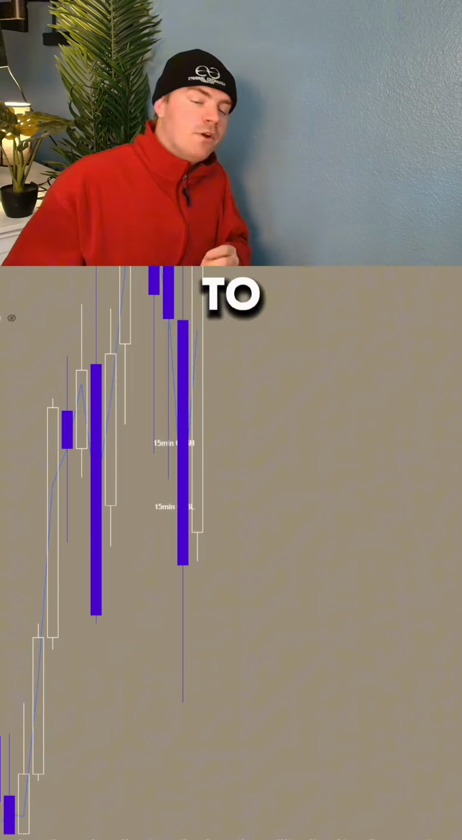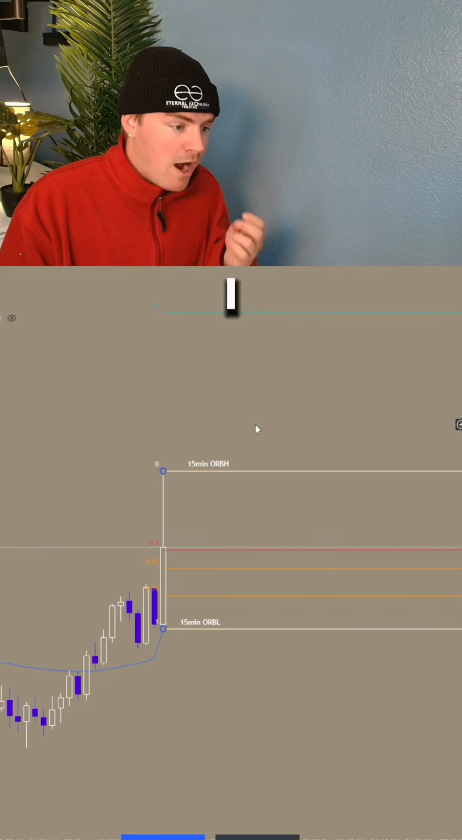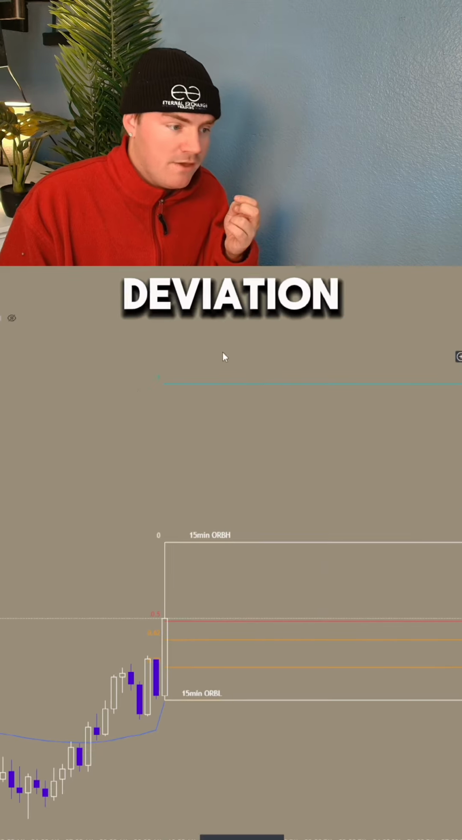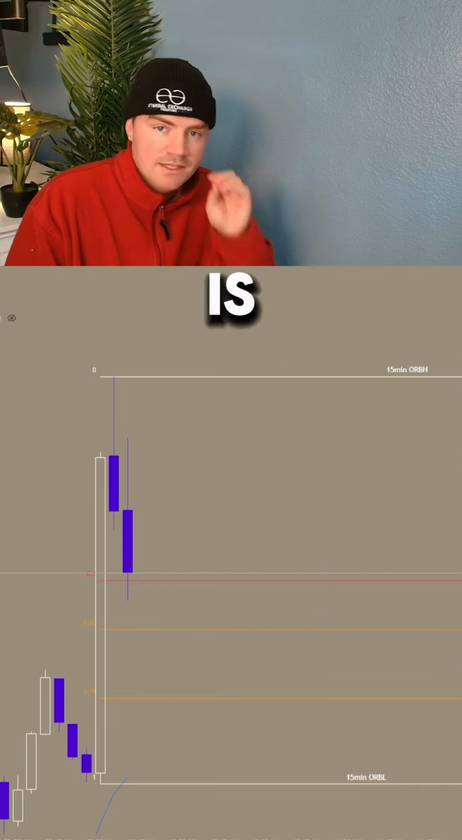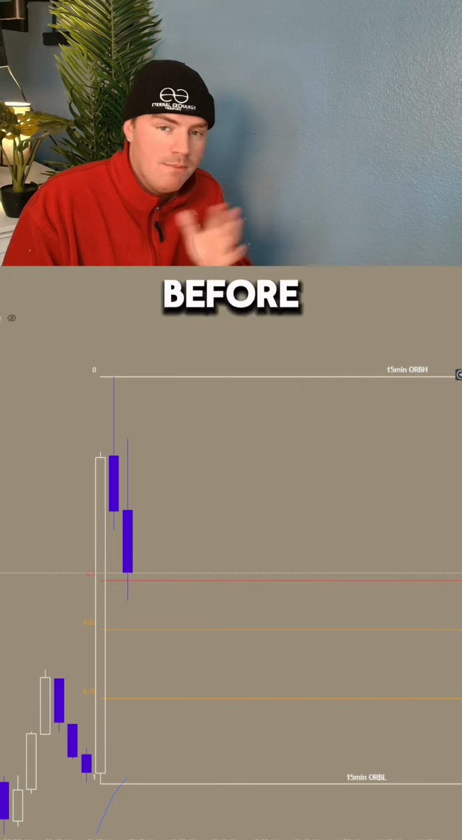So I needed to use a new strategy, which would be the Fibonacci retracement tool. And I use that from the high to the low of the ORB. And I am looking to target the first standard deviation away from the ORB high. And this is exactly how I catch the trade way before anybody else does.